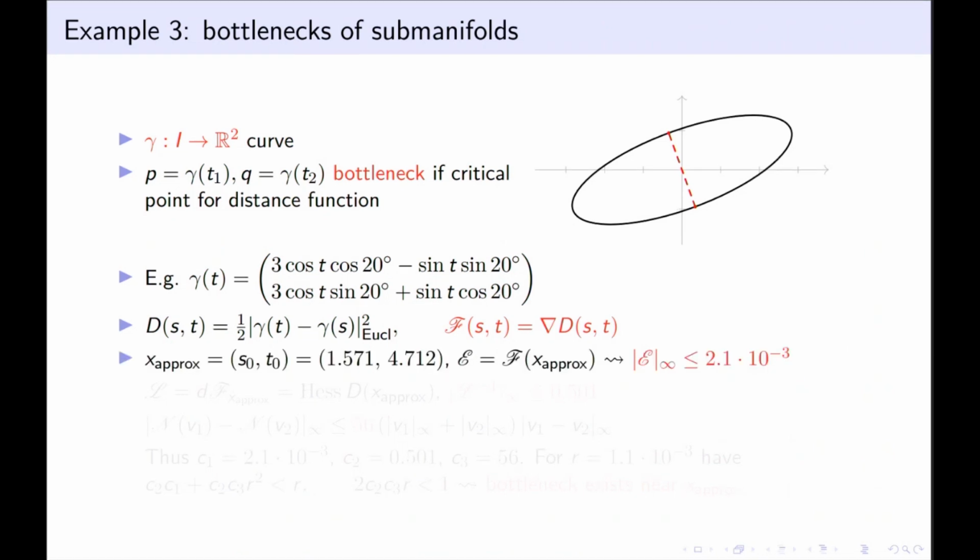You let your university cluster run for a week, and your computer comes back and tells you it found this approximate solution here, which is roughly, I think, pi over 2, 3 pi over 2. But you don't know this, it just gives you some float numbers. And what you can then do is compute the residual. You just plug this approximate solution into your function F, and what you'll find is that the norm is roughly 10 to the minus 3.